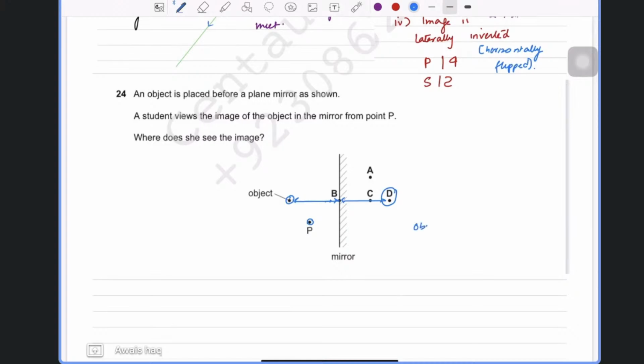So, I'm just writing, note: object and image are always same distance apart from mirror, directly in front of each other. So you guys need to remember that. Alright, any questions, please let me know.